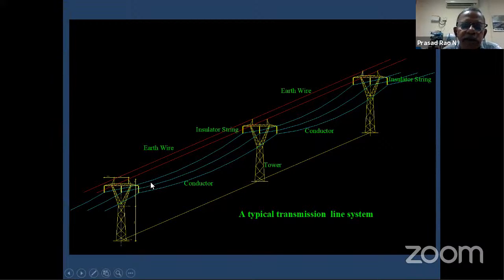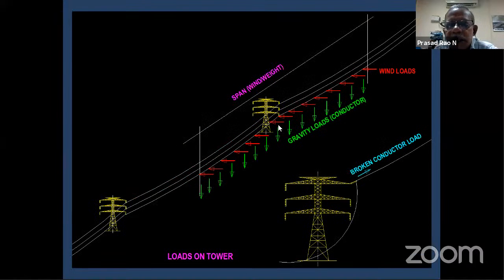And we call the wind span. Wind span is half of this and half of this, which will govern the wind span. Based on that, loads are calculated in the system. If you see a typical transmission line system, these red lines are wind load acting on the conductor perpendicular to the conductor direction, and these green lines are vertical loads, that is, self weight of the conductors.